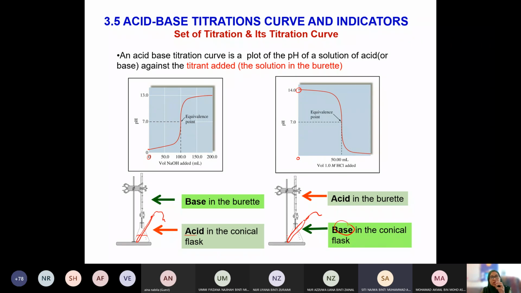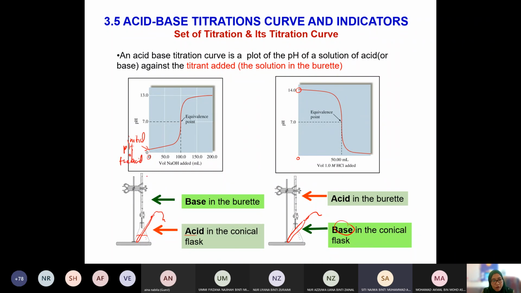So this is very important. You have to determine which one is placed at the bottom and which one is placed in the burette, because it will determine the shape of your graph. You will start from the top, or from the bottom. Okay, if it is acid, you will start from the bottom. This is the initial pH of the acid.